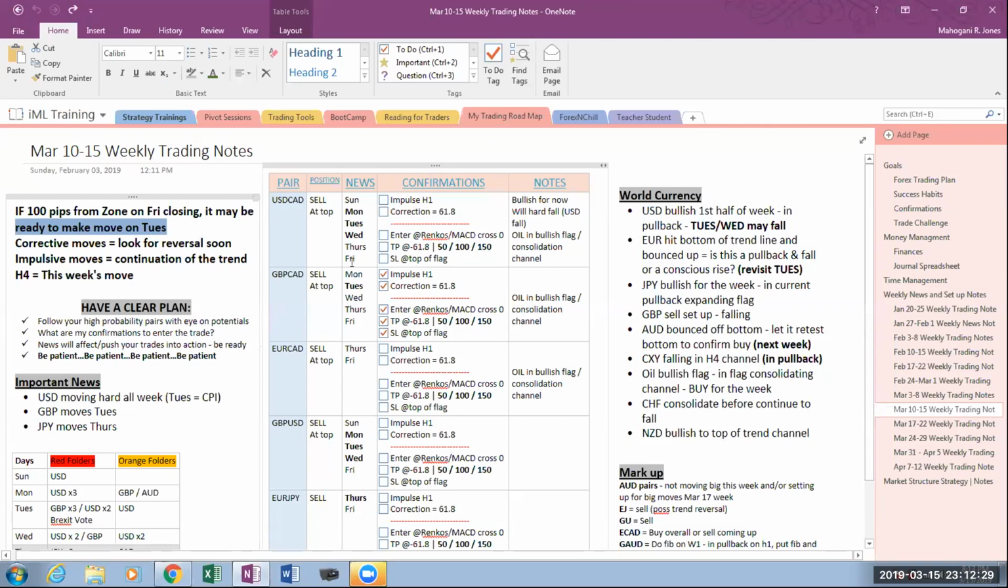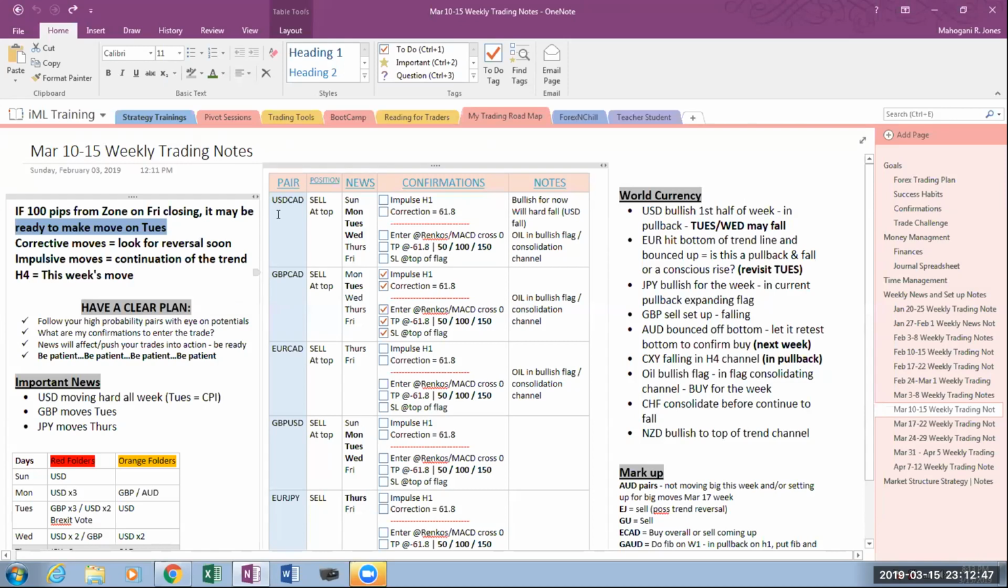And this is what I do to get in and out of the market, how I manage my trades. I have risk management going on in here. I have how I'm growing my account going in here. I have my confirmations. And again, for me, it is having a clear plan.